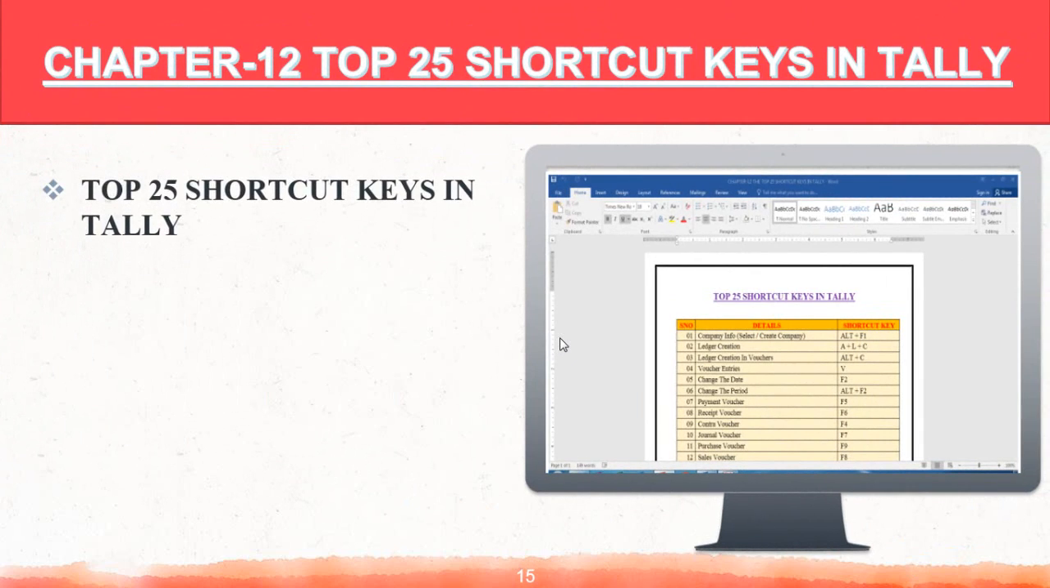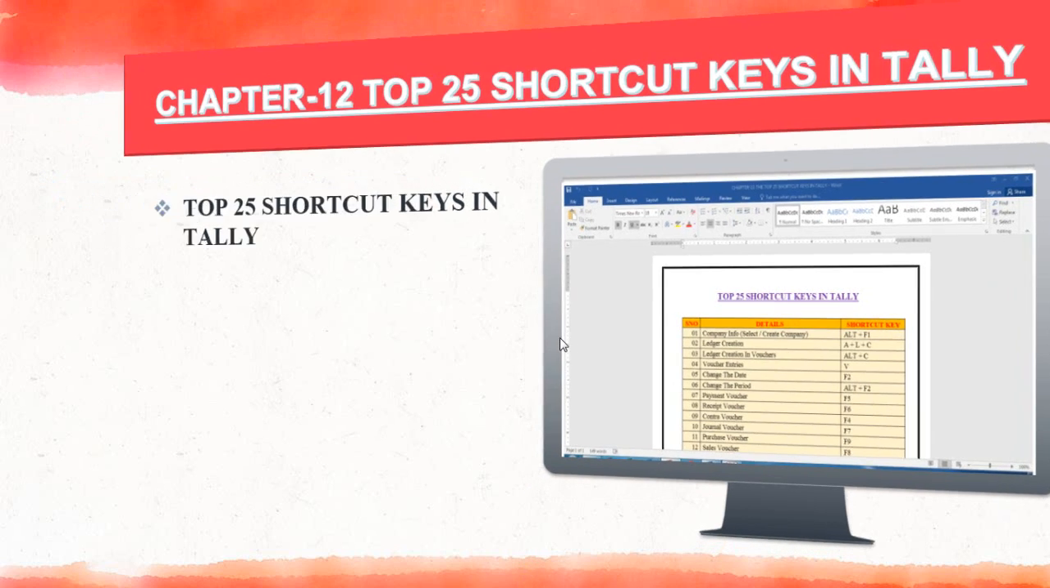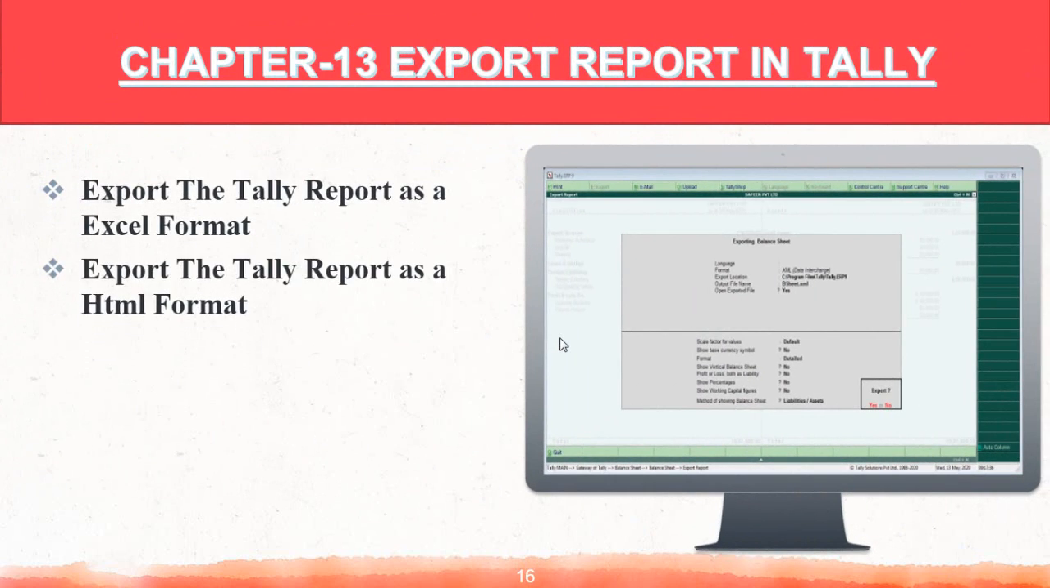And then chapter 12 is top 25 shortcut keys in Tally. We are going to look at that and we are going to work with these 25 shortcut keys. Then chapter 13 is export report in Tally program. Under this chapter we are going to look at how to export the Tally report into Excel format, as well as how to export the Tally report in HTML format.